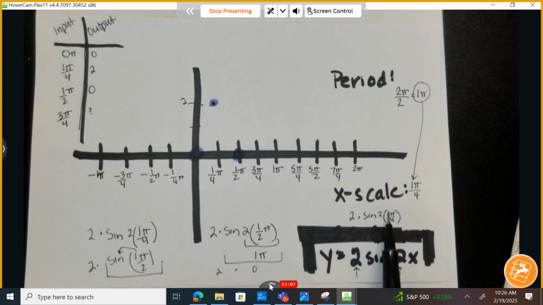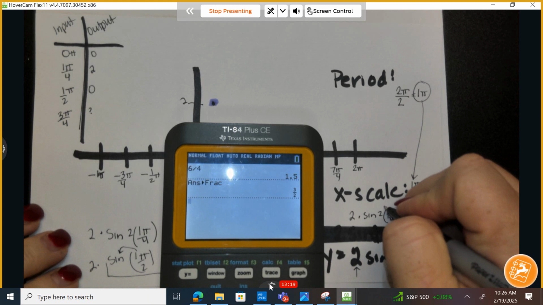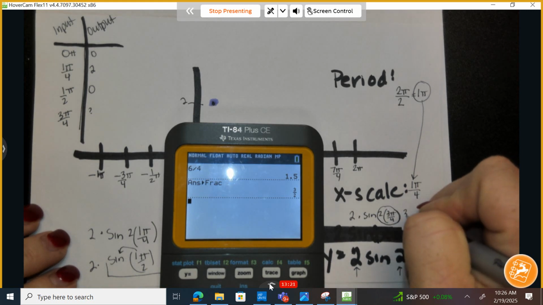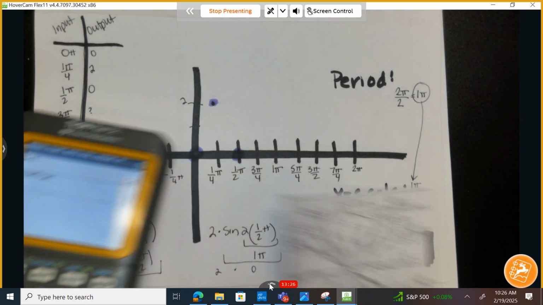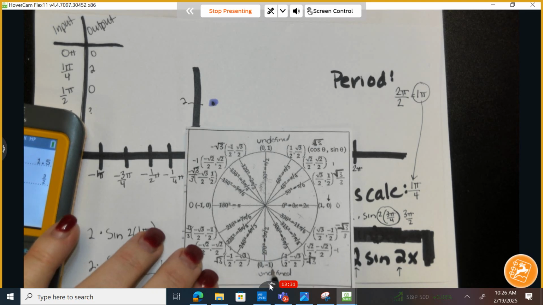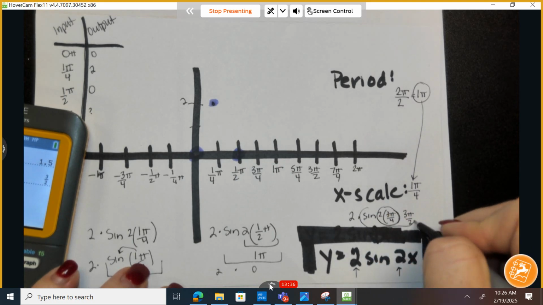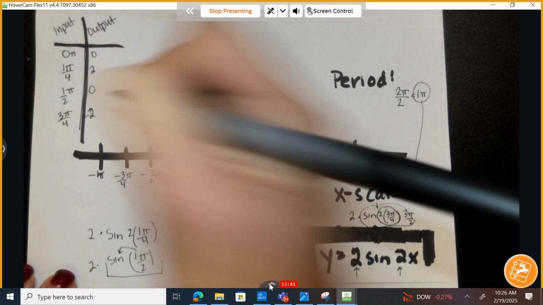So 2 times 3 is 6. I have 6 pi over 4. Now for those that can reduce in your head, wonderful. If not, take 3 divided by 4, press enter, and turn it back into a fraction. This is equivalent to 3 pi over 2. Now I need to find out where's 3 pi over 2. Well, here's 3 pi over 2. What is the sine? The sine, the output is -1. So this whole part gives me -1, and -1 times 2 is -2.